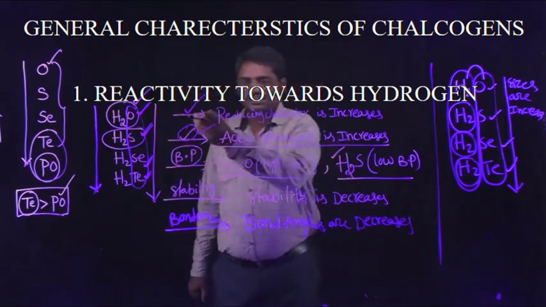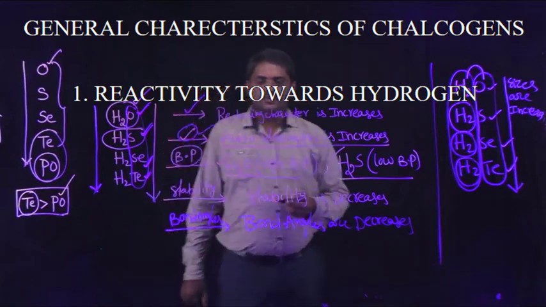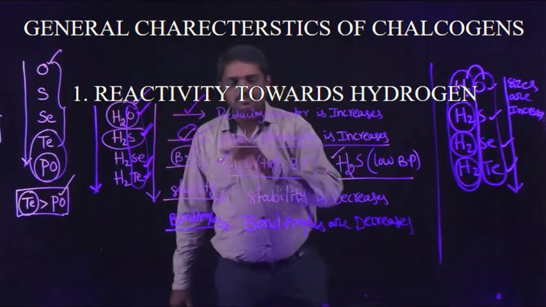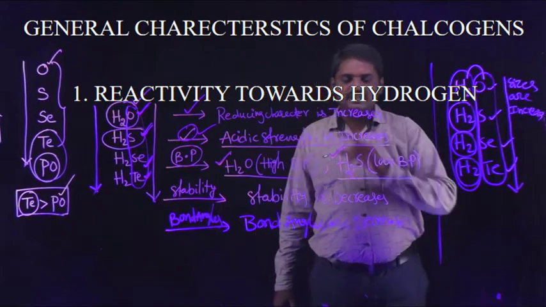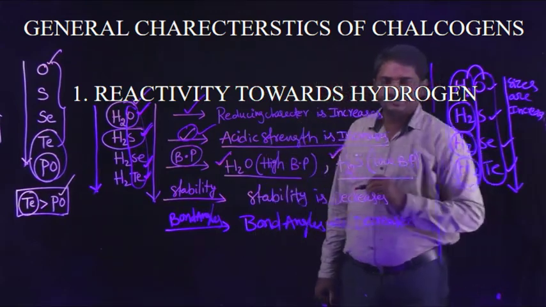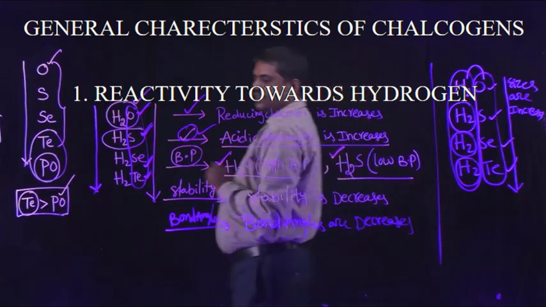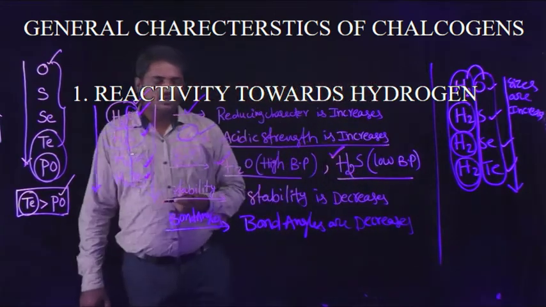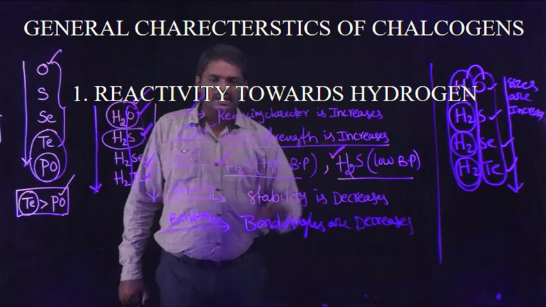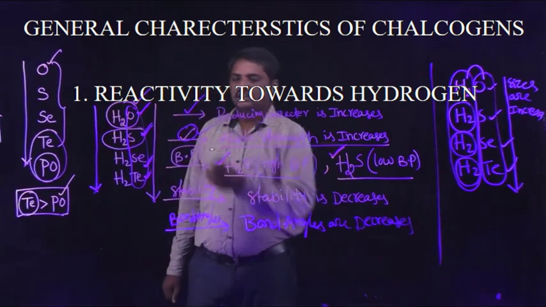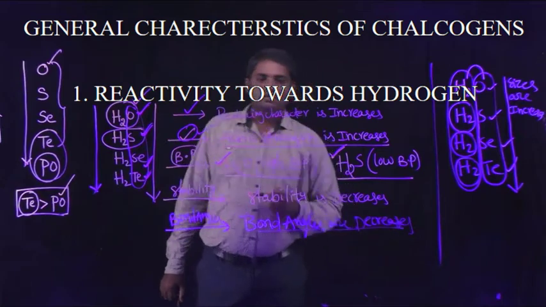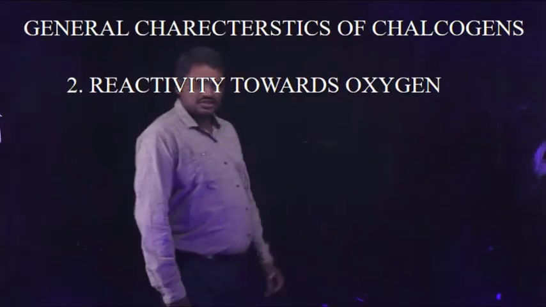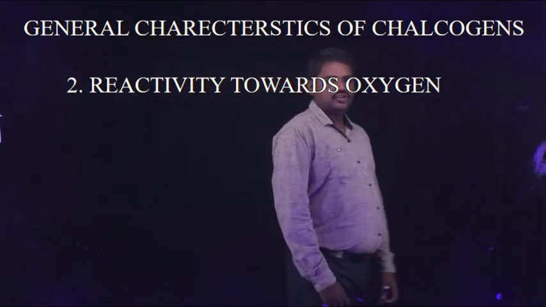Regarding melting points and boiling points, H2O exhibits a higher boiling point compared to the others, and H2S exhibits a lower boiling point compared to the others. On moving down the group, stability decreases and bond angles decrease. Okay, next we are going to learn about reactivity towards oxygen.